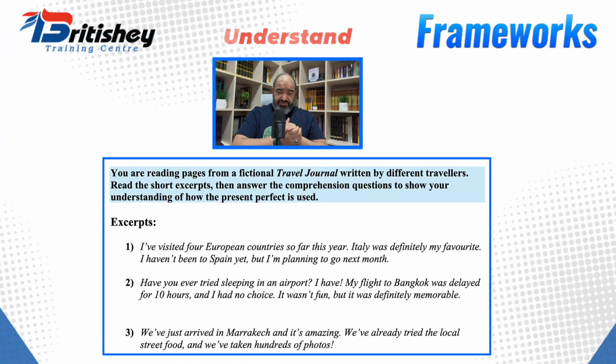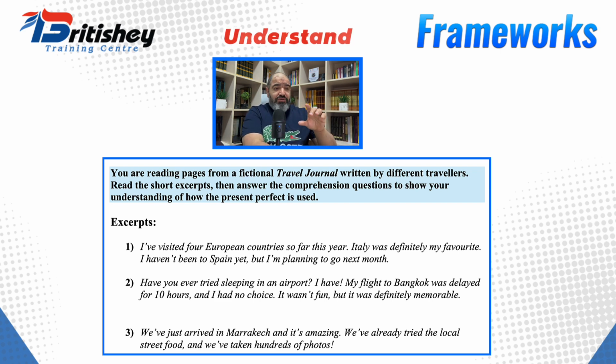The activity says, you are reading pages from a fictional travel journal written by different travelers. Read the short excerpts, then answer the comprehension questions to show your understanding of how the present perfect is used. And then, my friends, we have, for example, these excerpts. We've got 3 here. First one, it says, "I've visited 4 European countries so far this year. Italy was definitely my favorite. I haven't been to Spain yet, but I'm planning to go next month."